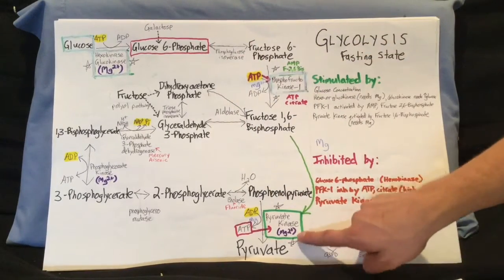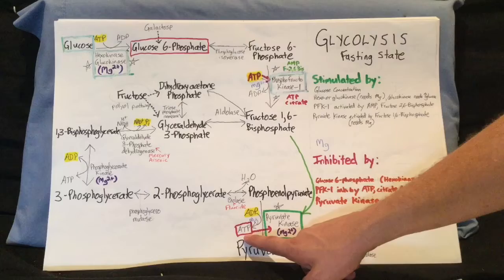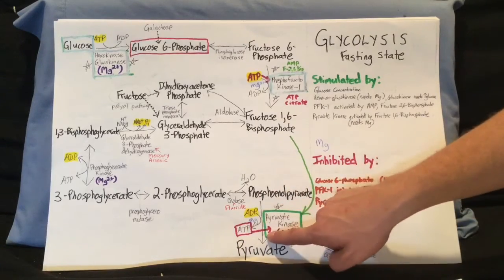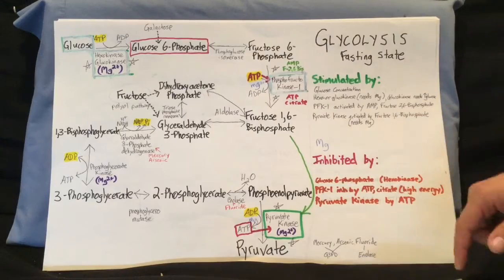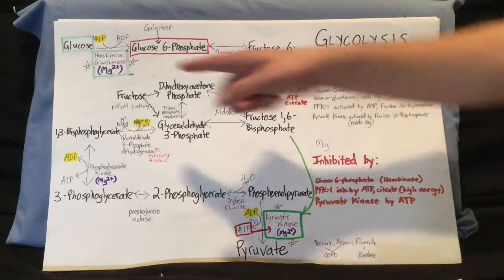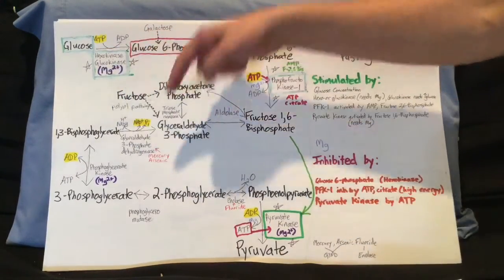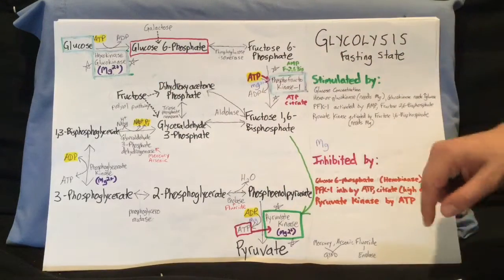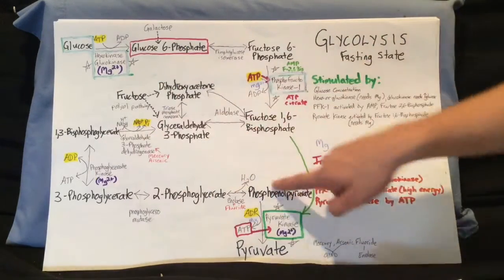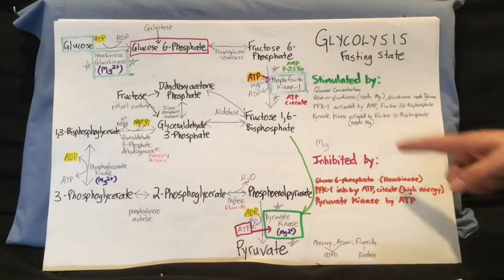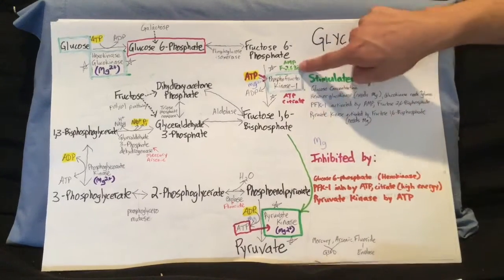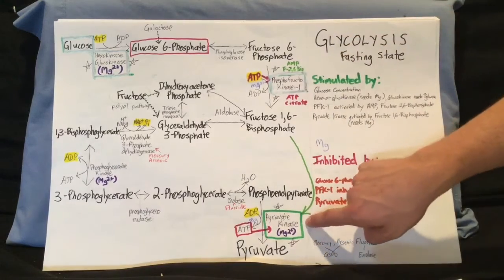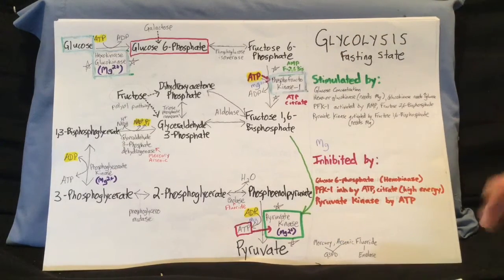And pyruvate kinase, we said, is inhibited by the ATP that it makes, again, because that's a marker of high energy. So when we're in the fasting state, these inhibitors are probably not going to be working so much because we want to make energy, not necessarily using dietary glucose because we're fasting, but we want to use these other intermediates from different pathways to go through this and continue to make energy. So in the fasting state, all of these are going to be activated and stimulated because low energy is what does that. Now, a couple quick things about this.